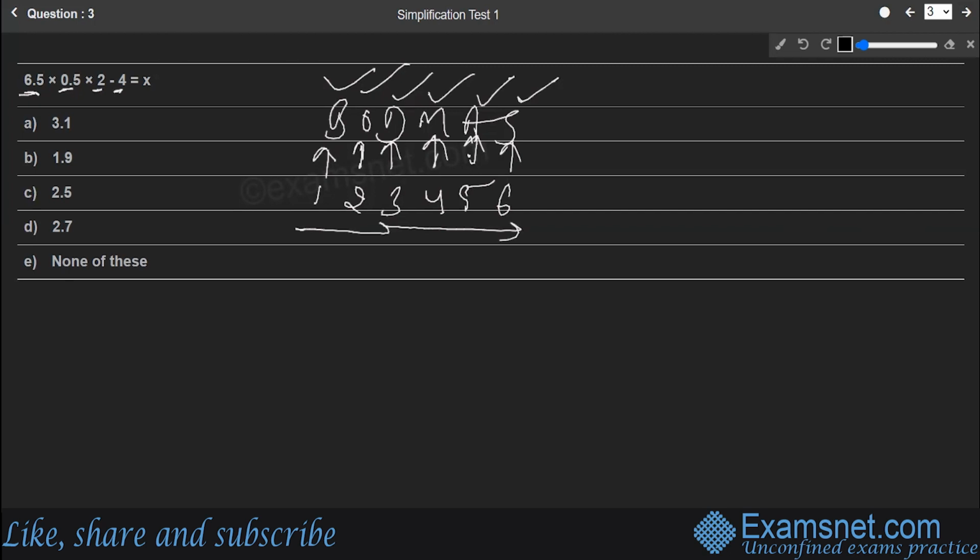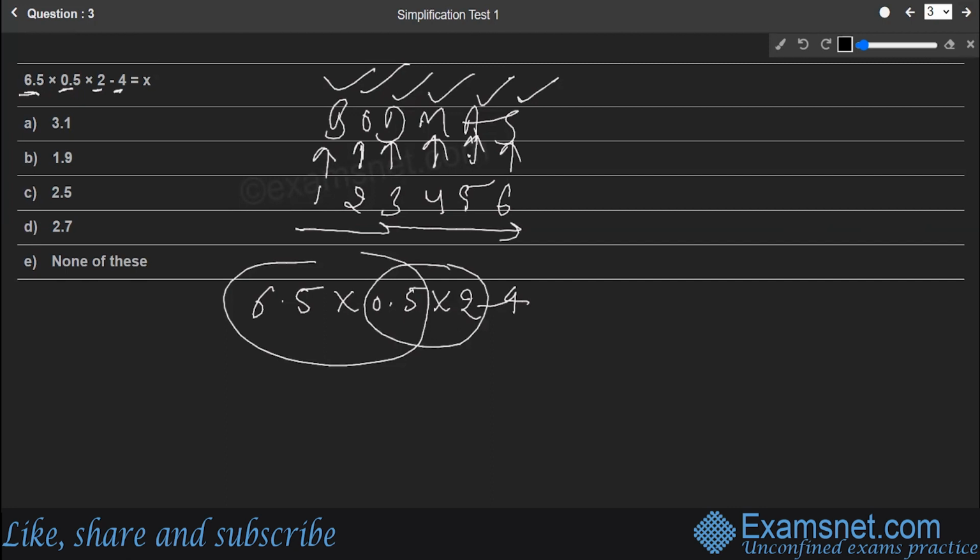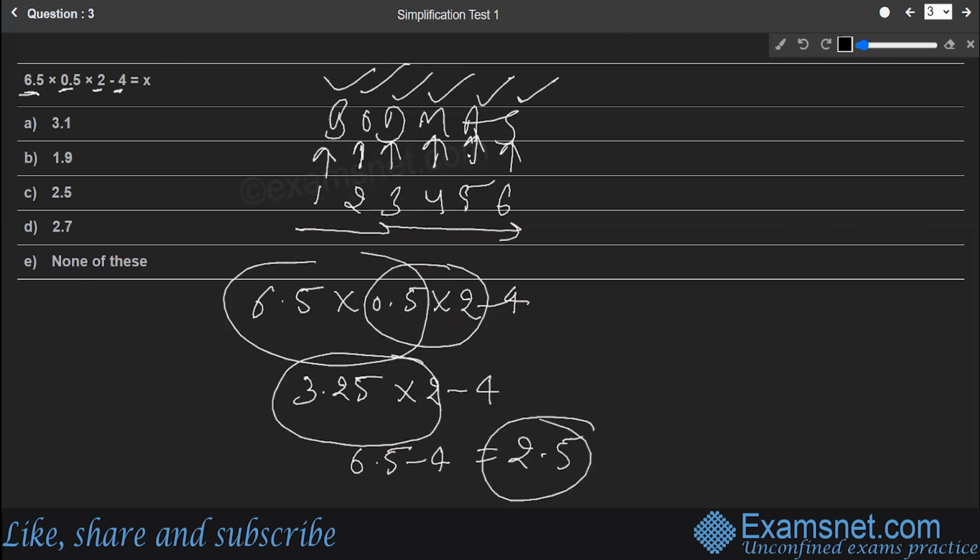Okay. So we have the expression 6.5 into 0.5 into 2 minus 4. Clearly we are supposed to follow the order, so there is no divide involved. The first priority is of multiplication, so we need to multiply 6.5 into 0.5 into 2. Okay, we can multiply anything all together, so it's going to be 3.25 into 2 minus 4. Again the priority is of multiply, so we'll multiply 3.25 into 2. That is going to be 6.5 minus 4, and 6.5 minus 4 is nothing but 2.5. So that is the right answer for x. X value is 2.5, available in option number C, becomes the right answer.